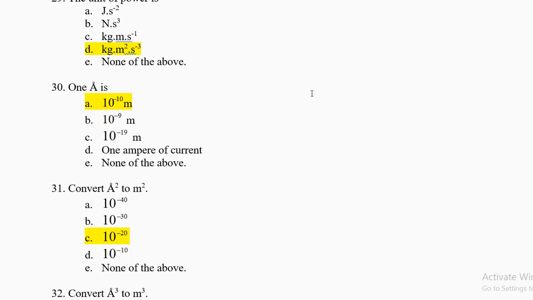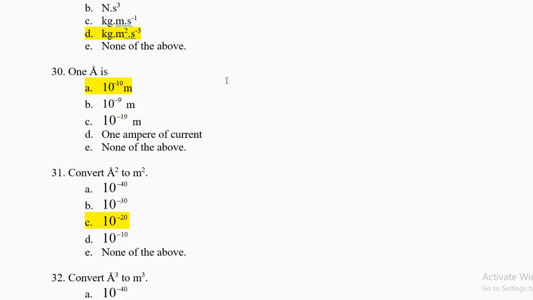Now in 30th, if you have a dot on A, it means angstrom. In your optics and atomic physics, the distances are very small. So we use a unit which is very small compared to the meter. It is 10 power minus 10 meter. So 1 angstrom is 10 power minus 10 meter.